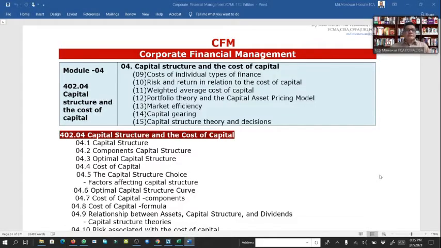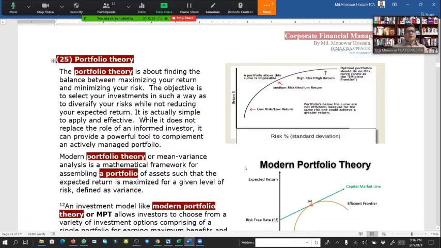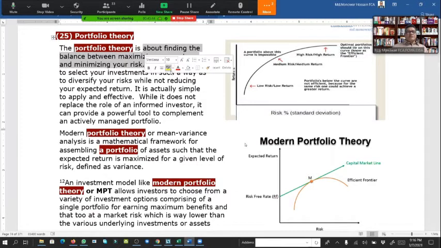Today we will discuss our chapter 4. Chapter 4 is capital structure and cost of capital, portfolio theory and the CAPM method, that means capital asset pricing model, market efficiency, capital gearing, and capital structure theory, portfolio theory. The portfolio theory is about finding the balance between maximizing your return and minimizing your risks. It is another subject, portfolio theory.